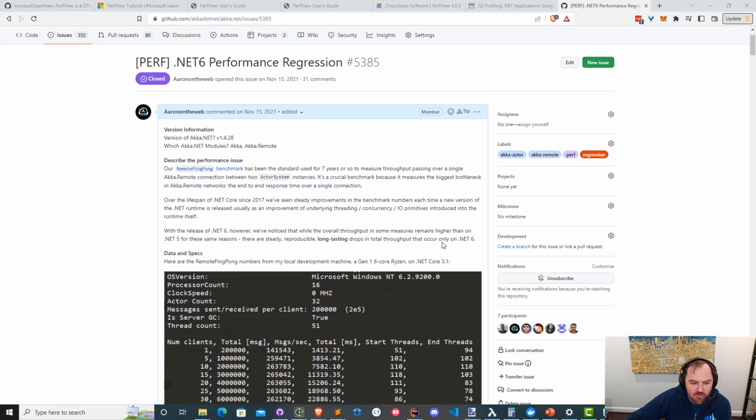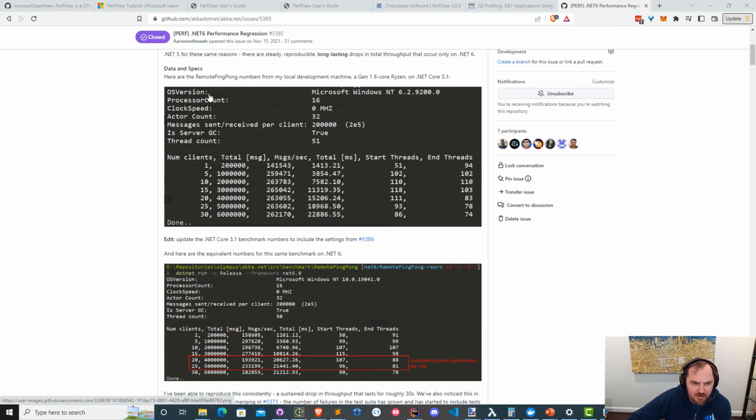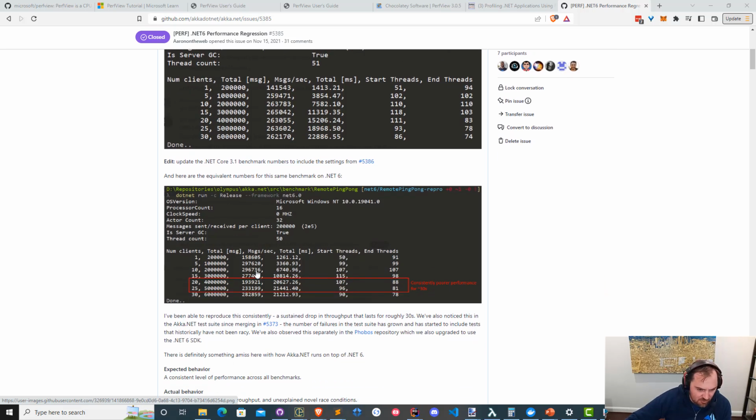So one of the things that we observed is we have data that we collected on the same machine on .NET Core 3.1 and the equivalent data on .NET 6. So you'll see here, and this was taken a year ago, we're averaging about 265,000 messages per second on .NET Core 3.1. On .NET 6, the performance is closer to 300,000 messages per second. That's great. It's a big improvement. But we see this sustained drop that happens right around the 4th and 5th iterations of the benchmark. And that's been consistently reproducible for the entire life cycle of .NET 6 so far.